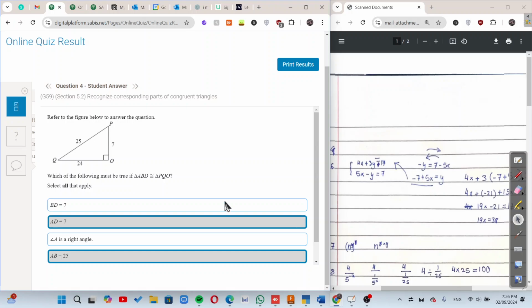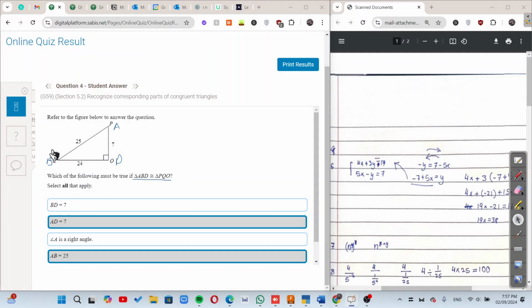Okay, so for the next question, it tells us that ABD is congruent to PQO. So it means that A is the same as P, B is the same as Q, and D is the same as O. So A is here because it's the same as P. B is here because it's the same as Q. And D is here because it's the same as O. Sorry. So now we start to look at our options.